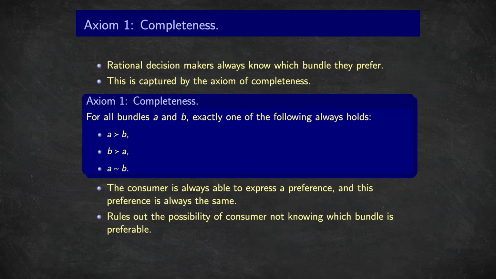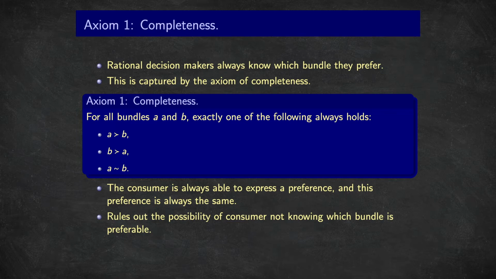So let's talk about the axiom of completeness. Essentially, this says that rational decision makers know what they like. Now, remember, indifference does not mean I don't know what I like. It means I like two things the same. In real life, it's perfectly natural to say you don't know what you like, and maybe you need more information, and so on. But for a rational decision maker, we're going to assume away this complexity and just say they know what they like. So let's read the axiom.